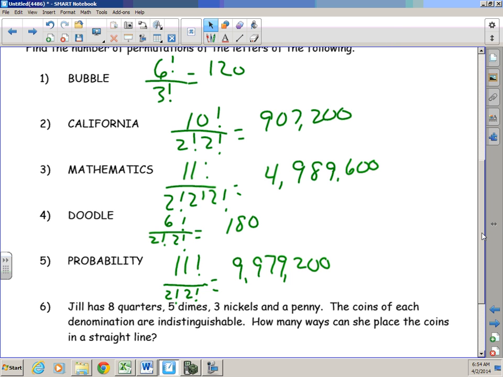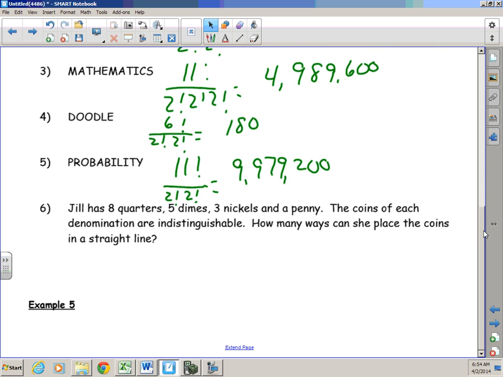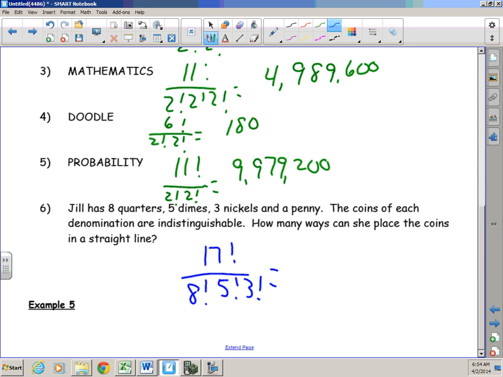Okay, so hopefully you're realizing that what's happening here is every time I arrange the letters differently, I will get a different answer. All right, Jill has 8 quarters, 5 dimes, 3 nickels, and a penny. How many ways can she place them in a straight line? Okay, that means I have 17 coins, but I have a redundancy of 8, 5, and 3, which means she can do that 12,252,240 ways. Okay.